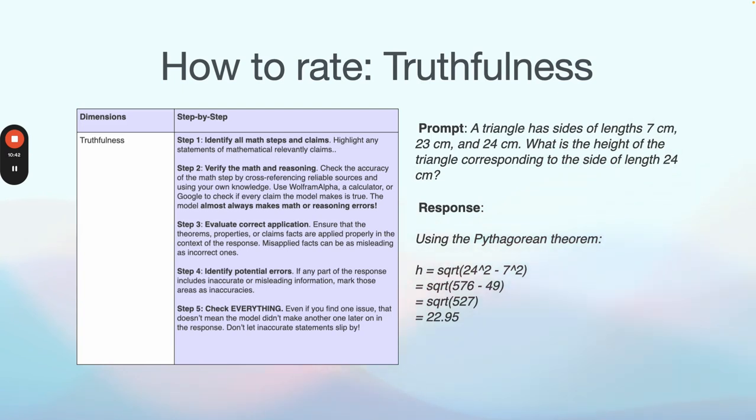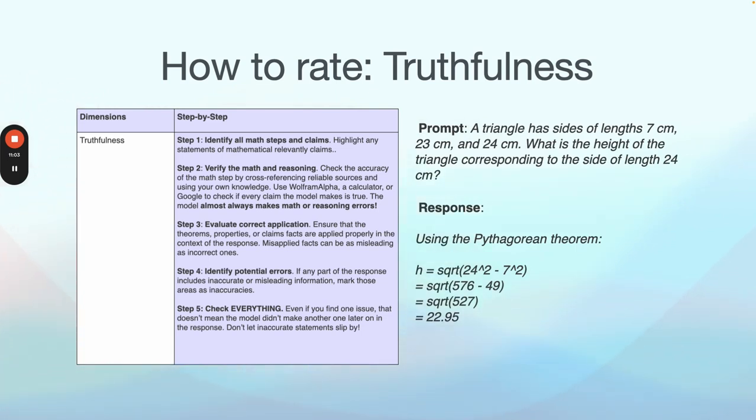And so if I go to step 1, identify all the claims. Step 2, verify the math and reasoning. Step 3, evaluate the correct application. Step 4, identify errors. Step 5, double check. I'll notice 2 things. So I'm going to take a pause here. You can pause the video. What are the 2 errors? Okay. Let's go over the 2 errors.